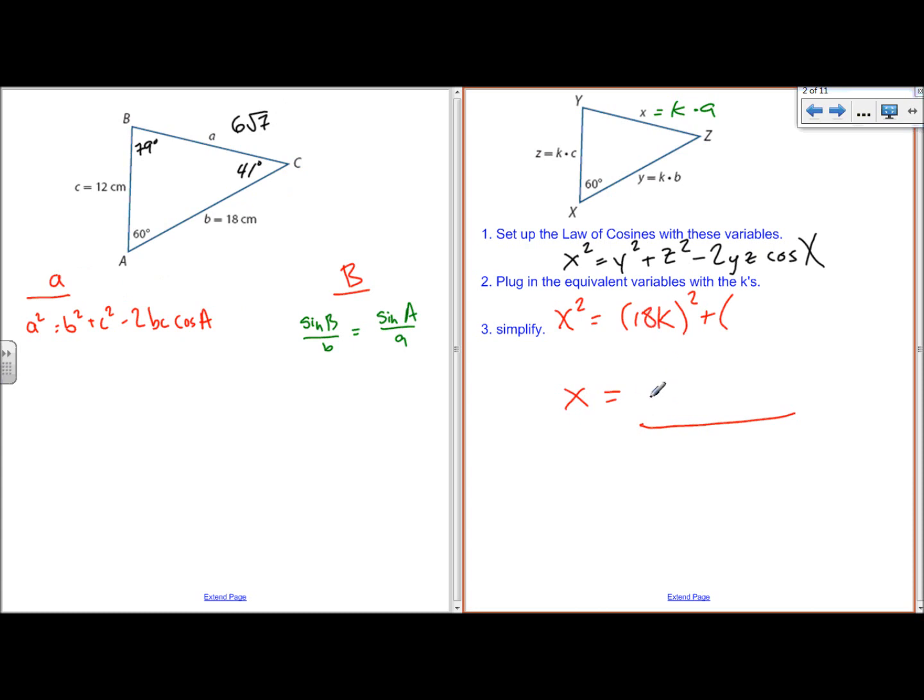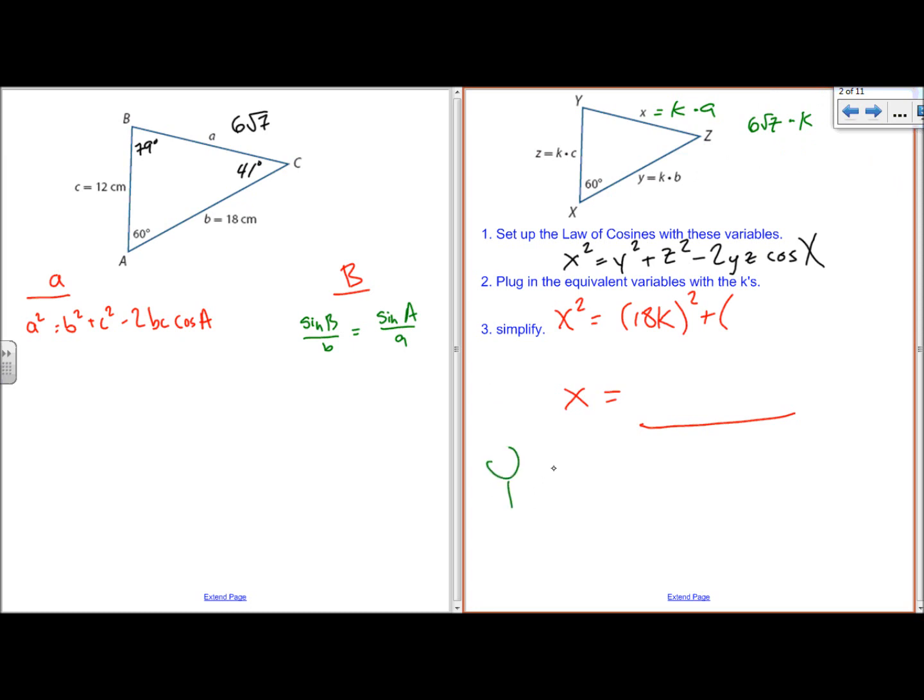So when you simplify this, your goal should be X is equal to 6 root 7 times K. See if you can get to that. That's the work I'm going to be looking for. Okay? Once you have that, then I want you to find big Y.